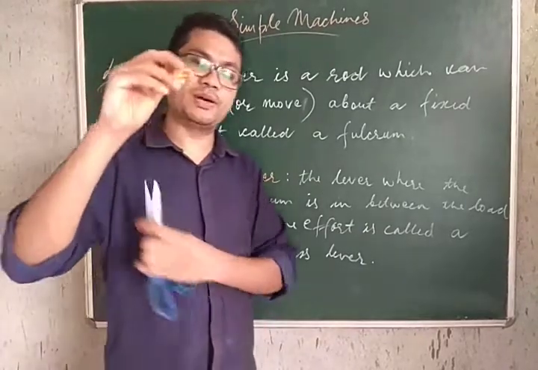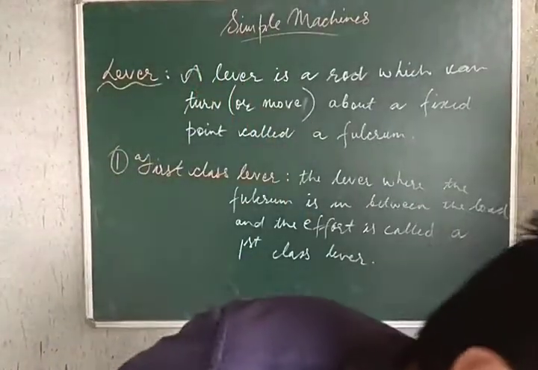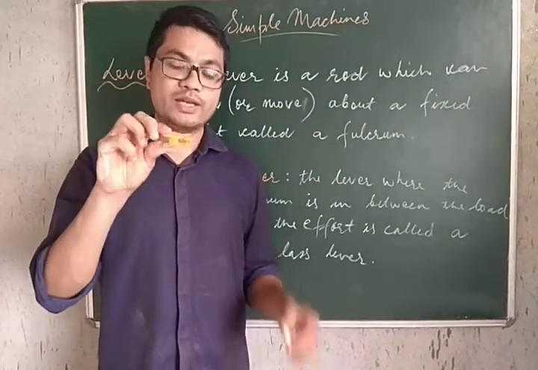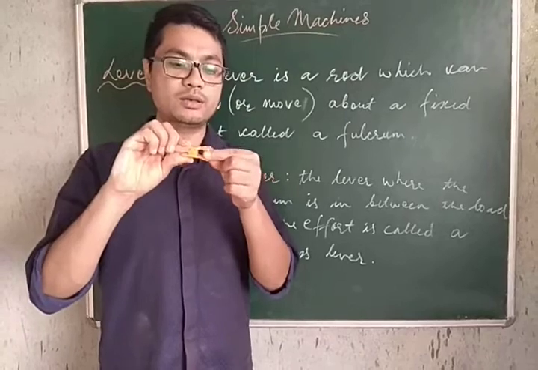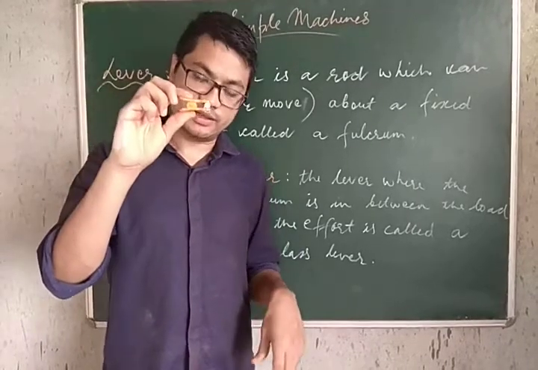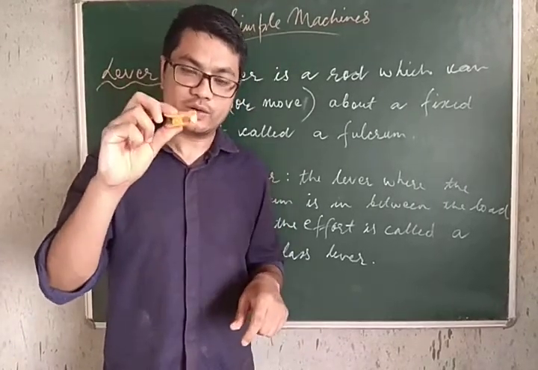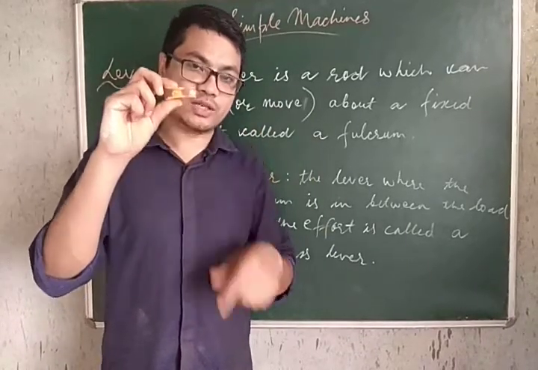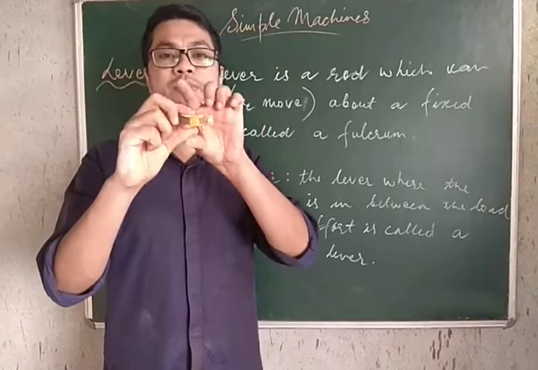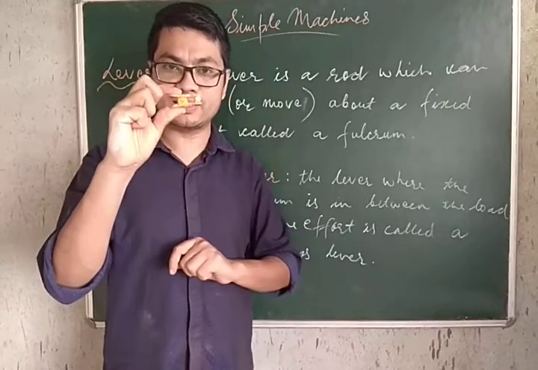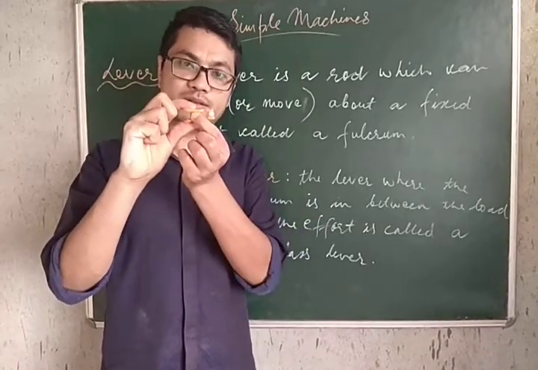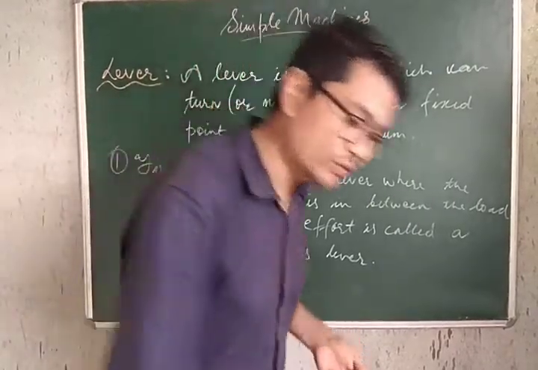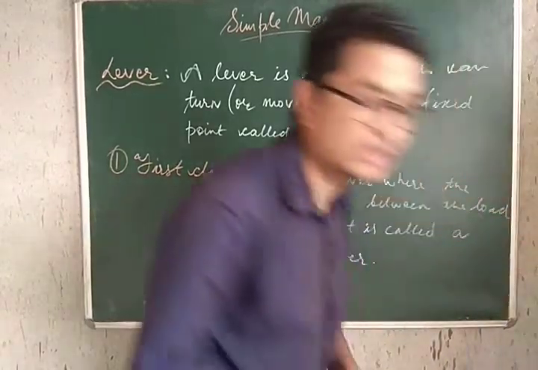Likewise, this clip also is an example of a first class lever. Why? Because this clip is gripping something, like this piece of chalk over here. So this piece of chalk is acting like the load right now. I'm applying the effort here with my fingers, and here is the fulcrum. So this clip also is an example of a first class lever, wherein, mind you, the fulcrum has to be in between the load and the effort.